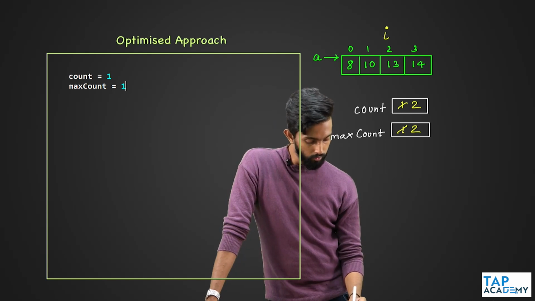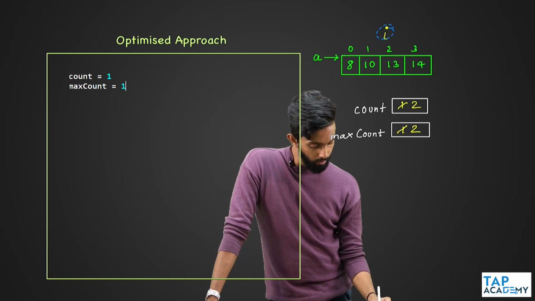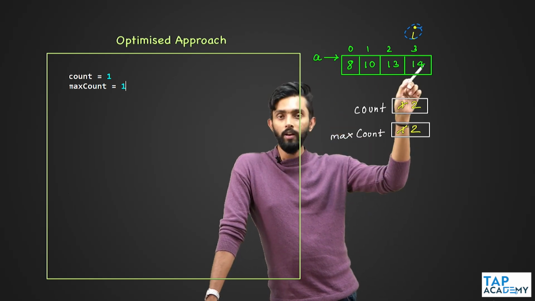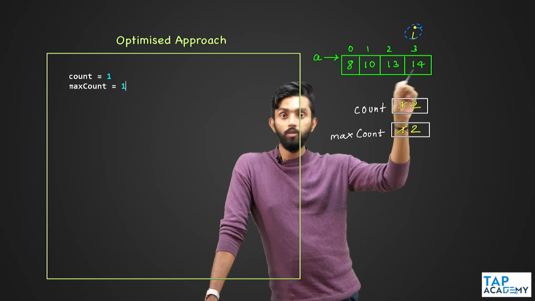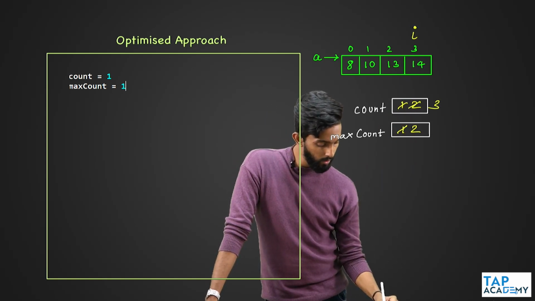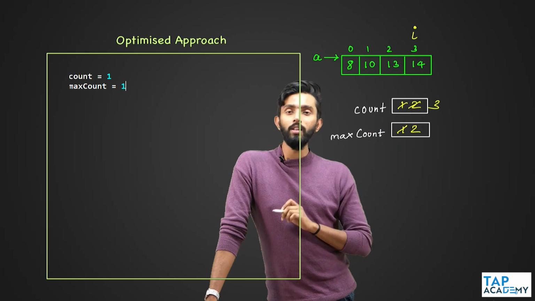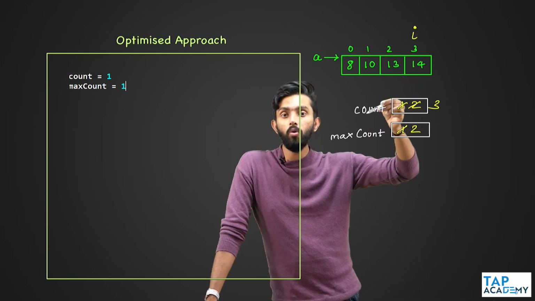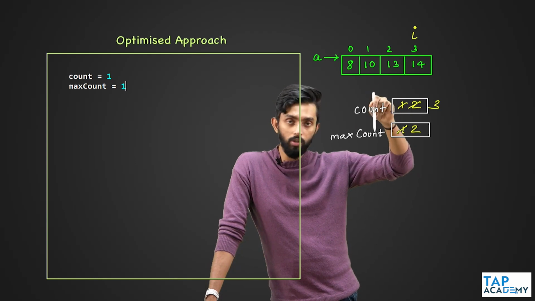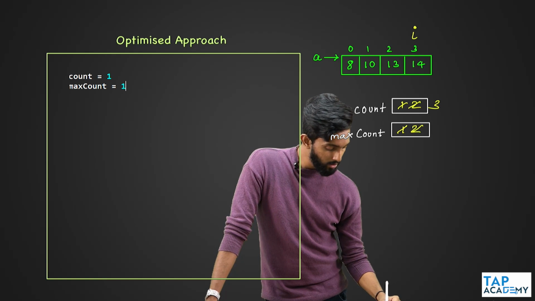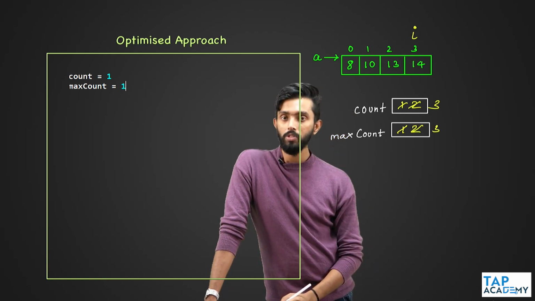Then i moves forward. If i moves forward, the next element is 14. I hope you are able to understand. Even. i minus 1, is it odd? Yes, which means the condition is satisfied. Hence, I will increment the value of count. Whenever I increment the value of count, I will also check, is max count greater or count greater? Count is greater, which means update max count with the count value, it becomes 3.